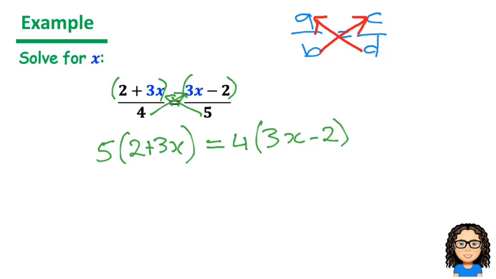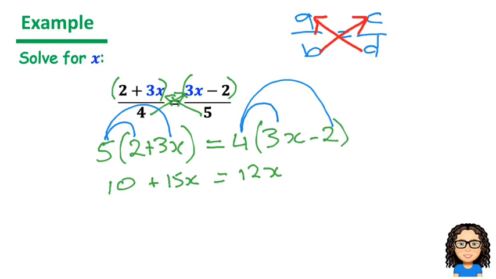Now I've got rid of the fractions, and so now I can look at this and say, right, what would my next step be? Well, BEDMAS, I've got some brackets, so let's expand those brackets. So I'm going to do 5 times 2, and 5 times 2 is 10, plus, and then I'm going to do 5 times 3x, and 5 times 3 is 15, and we need an x on the end of that. Equals. Now do the same expanding here. 4 times 3x, so that's going to give me 12x, and 4 times minus 2 is going to give me minus 8.